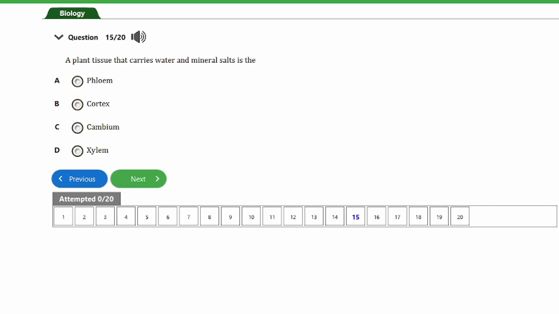So guys, let's look at the next question, and that's question number 15. It says a plant tissue that carries water and mineral salts is the A, phloem, B, cortex, C, cambium, and D, xylem. So guys, the answer to this question is option D, and that's the xylem.